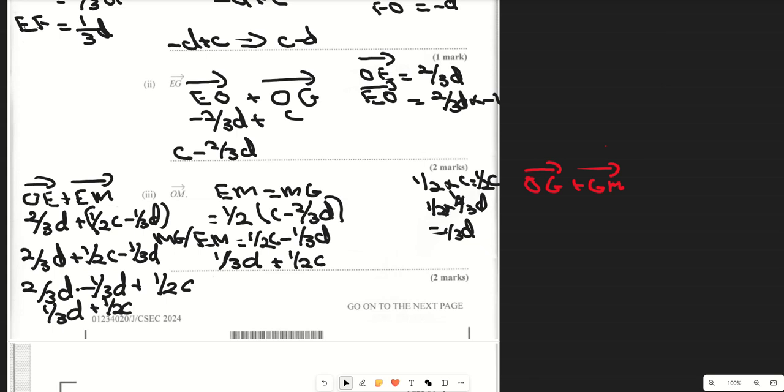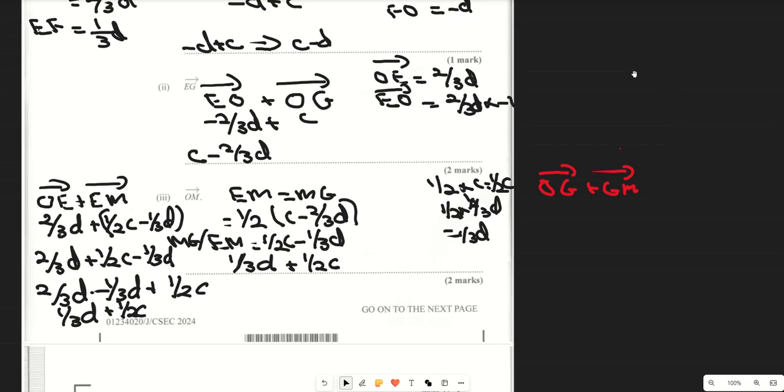We know OG is what? OG is equal to C plus GM. We have MG, we do not have GM, so we have MG, which is equal to a third D plus a half C. However, that is not what we want. We want the opposite. So you simply multiply this by -1. So GM will now be minus a third D minus a half C. Right? So it would be C plus.